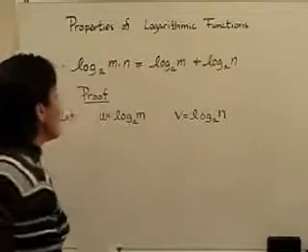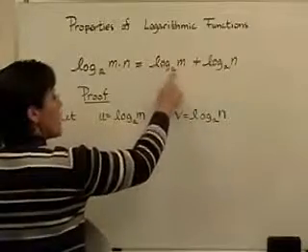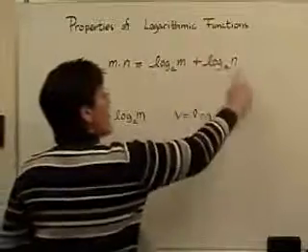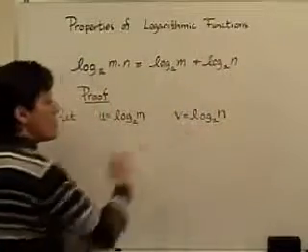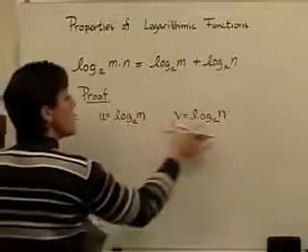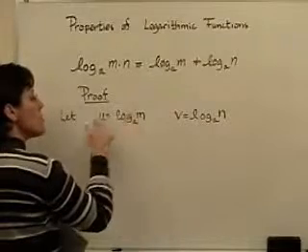So what I've decided to do then is I'm going to let this expression right here, the log of m where the base is a, equal u. And I'm going to let the log of n, where the base is a, equal v. So that's a premise. I'm starting out with that. And then what I'm going to do is take each one of these expressions and put them in exponential form. Remember, a logarithm is an exponent.